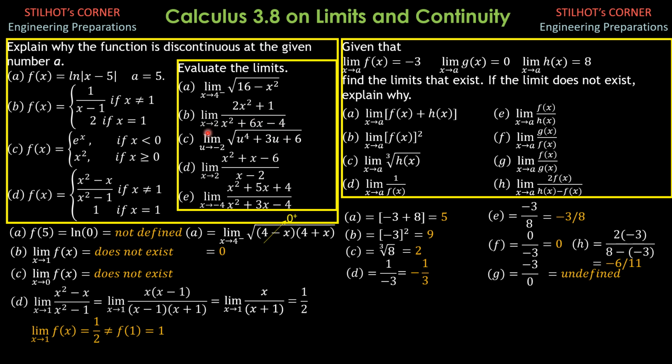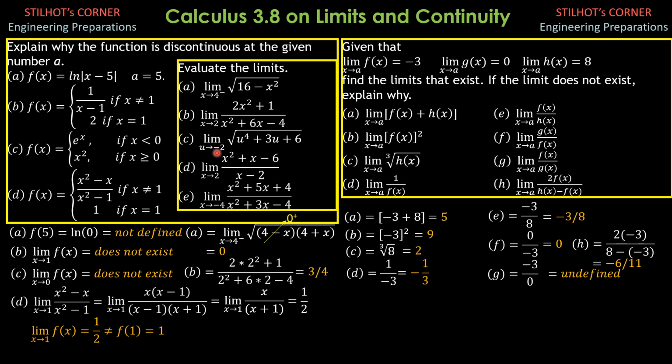Then as x approaches 2, 2 squared is 4, plus 6 times 2, 12, plus 4, 16, minus 4, 12. So that means the denominator does not approach 0, so we simply substitute directly 2. So it is 2 times 2 squared plus 1 over 2 squared plus 6 times 2 minus 4. And that is 8 plus 1, 9. 9 over 12 is 3/4.